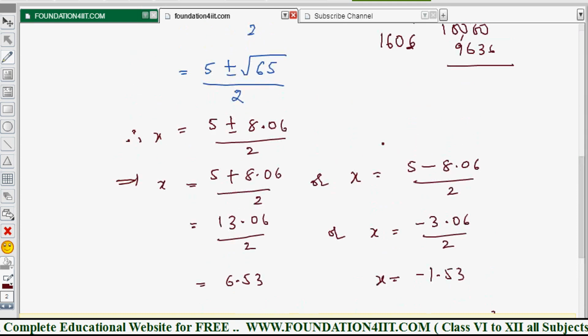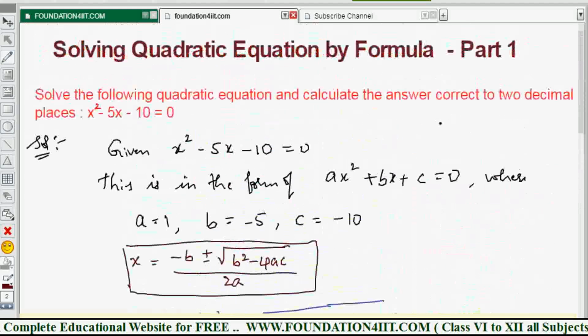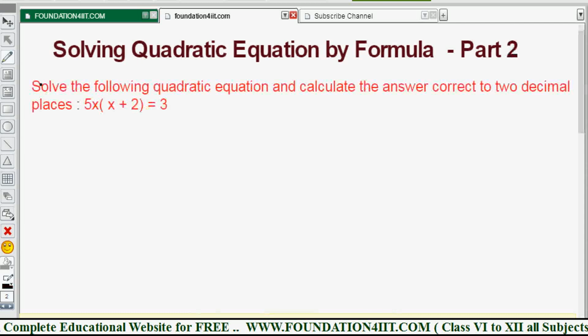Okay. Now we must apply the formula, then simplify, and only then go to the long division method. Not only this problem, once 2-3 sums are explained, you can get a clear idea of this long division method also. Now let us continue with one more problem.